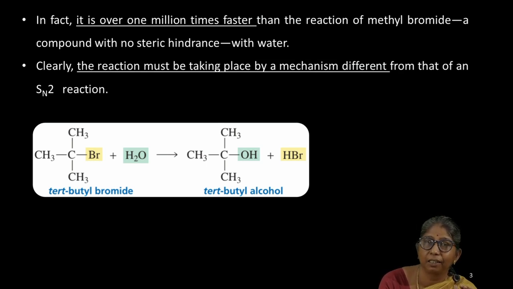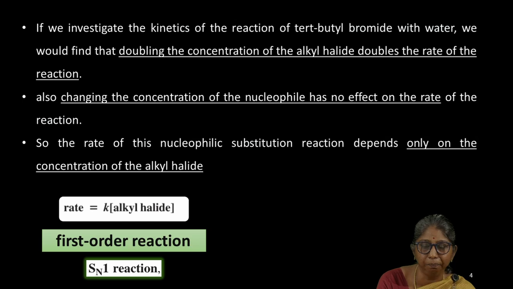So what we come to understand here is that the reaction must be taking place via a different mechanism, that is SN1. Particularly in the case of tertiary carbons, the crowded carbons undergo substitution reaction via the SN1 mechanism. Now we'll move to the reaction mechanism.